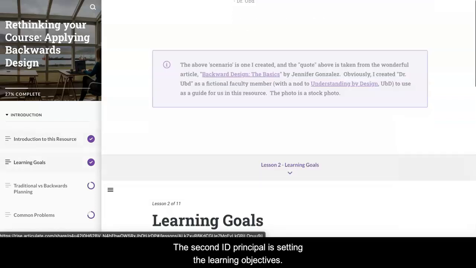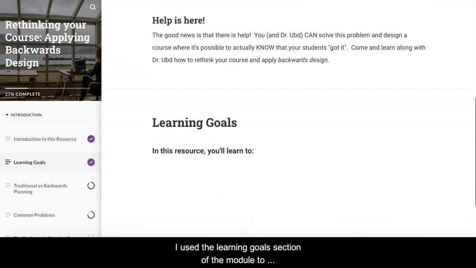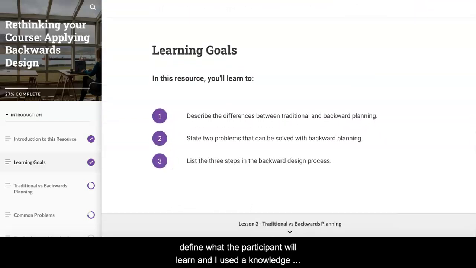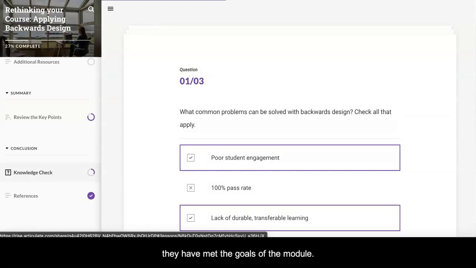The second ID principle is setting the learning objectives. I used the Learning Goals section of the module to define what the participant will learn, and I used a knowledge check at the end to help my faculty and staff know that they've met the goals of the module.